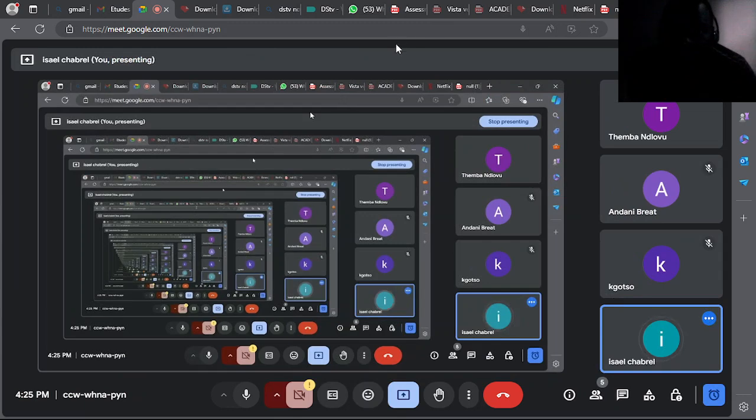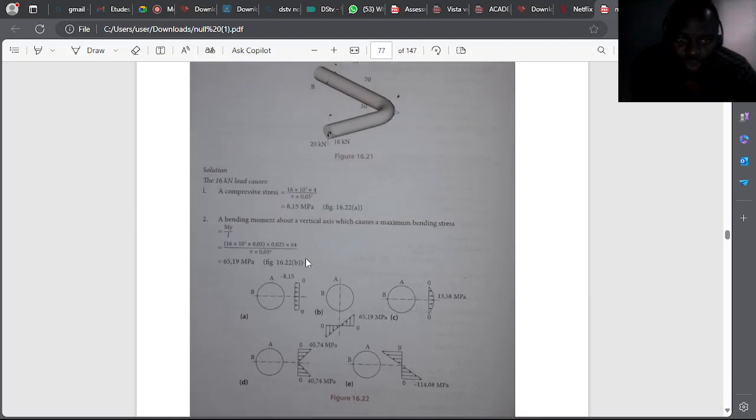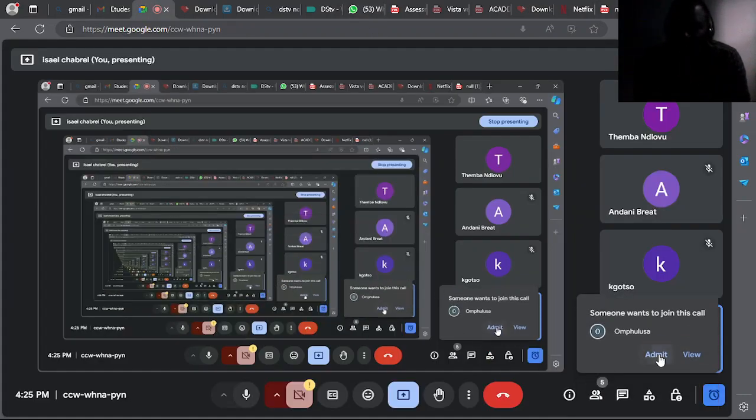Mr. Ndlovu, where am I? Okay, this is the null document. I think this document can justify what I'm trying to say. It really can help us understand.